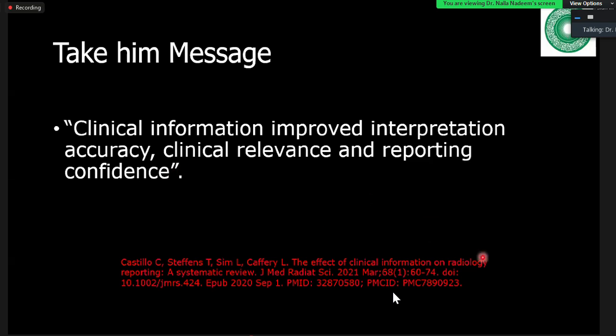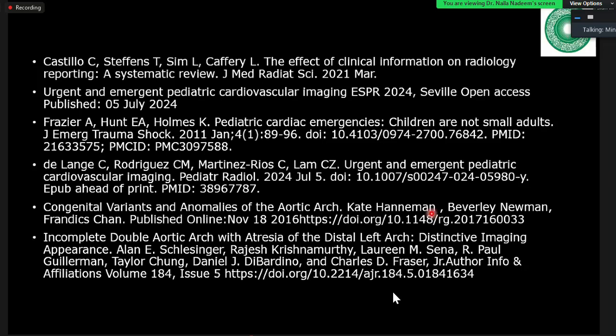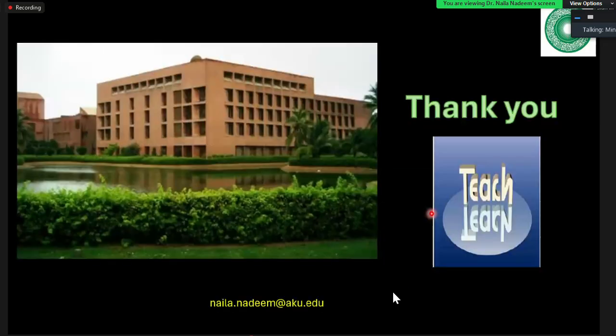So I've put a quote from a very huge meta-analysis, and I keep it quite close to my heart. That is, clinical information improved interpretation accuracy, clinical relevance, and reporting confidence. These are my references. Thank you very much.